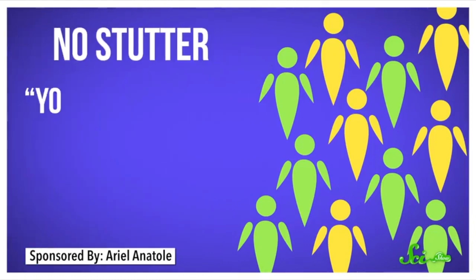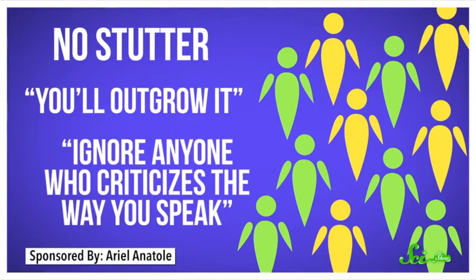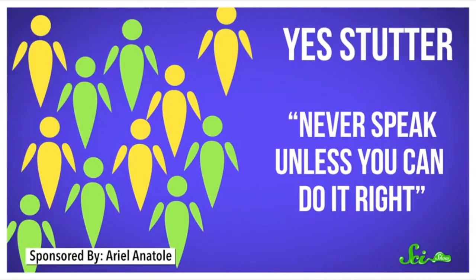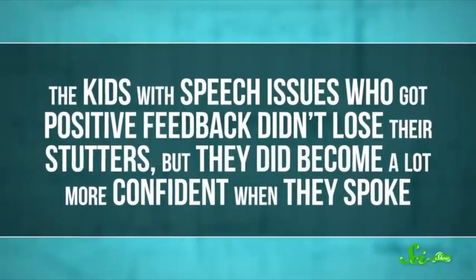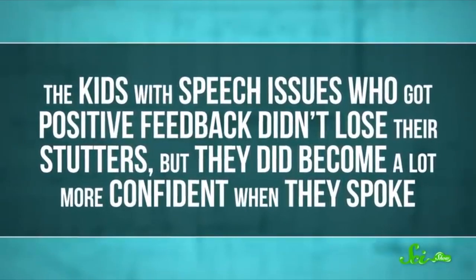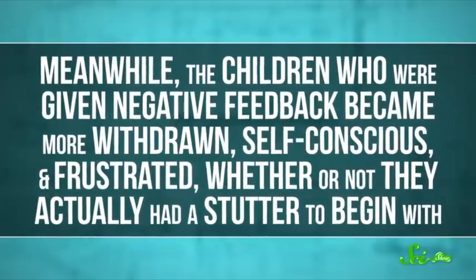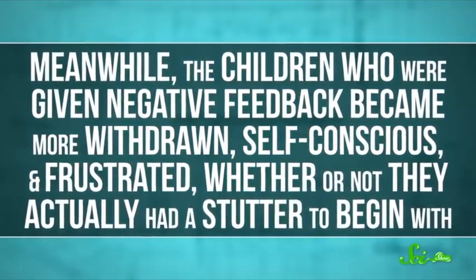The kids in one group were told that they didn't have a stutter. They were given positive feedback that they'd outgrow the speech difficulties and that they should ignore anyone who criticized the way they spoke. Meanwhile, those in the other group were told that they did have a stutter and that they should never speak unless they could do it right. As you can probably imagine, this didn't go very well. The encouragement and criticism didn't seem to have much of an effect on the children's stutters, but the different kinds of feedback did have a huge impact on their self-esteem. The kids with speech issues who got positive feedback didn't lose their stutters, but they did become a lot more confident when they spoke. Meanwhile, the children who were given negative feedback became more withdrawn, self-conscious, and frustrated, whether or not they actually had a stutter to begin with.